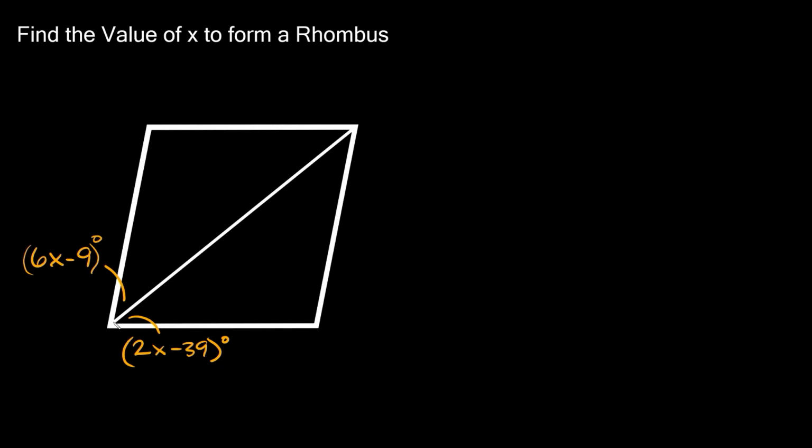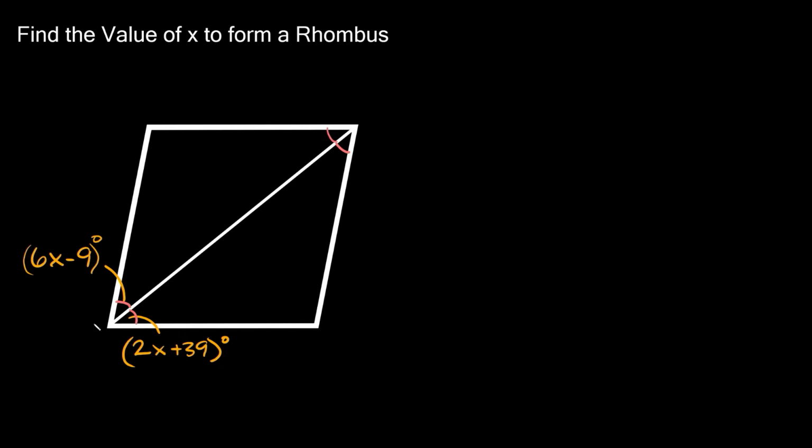Now, whenever a rhombus gets cut by a diagonal like this, it actually forms two symmetrical sides. So these two angles, this angle and this angle, are equal to each other. And in a rhombus, these two angles are also equal to each other. So all four of these angles are equal to each other. Knowing that, we can just set these two angles equal to each other in order to solve for x. One little thing I need to change here is this should actually be 2x plus 39.